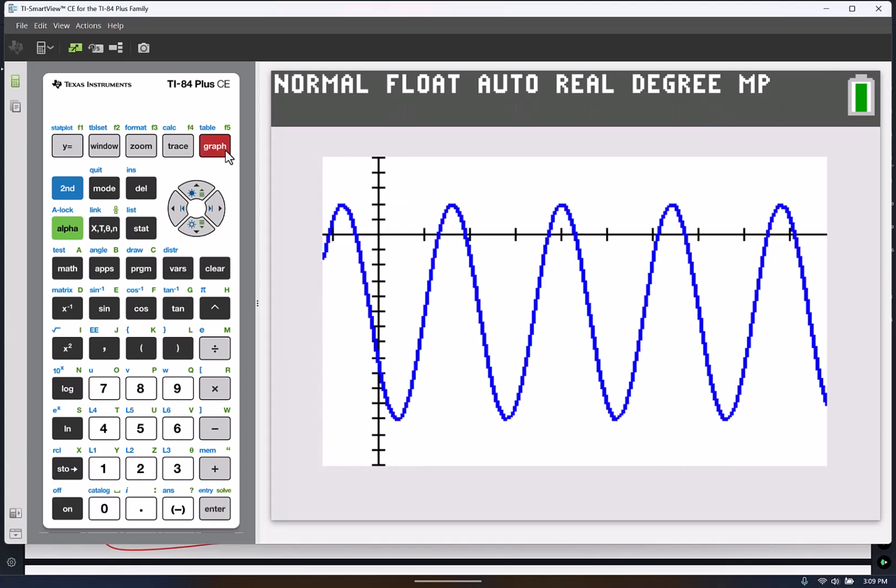Push graph. Mine's going to graph it really fast because it's a computer. Yours is going to take a little while, but you'll still get this.